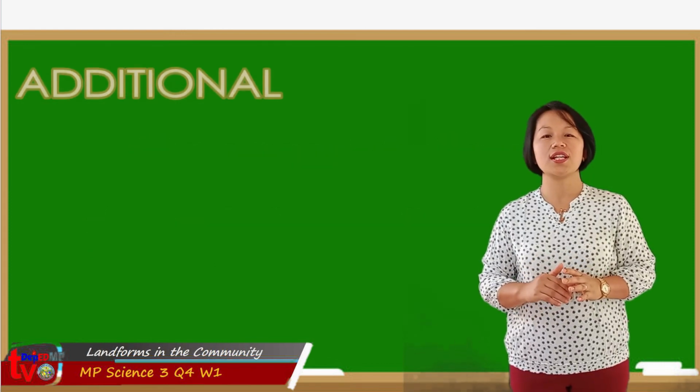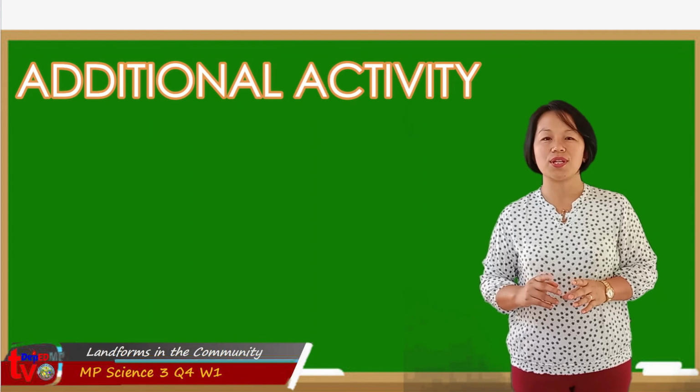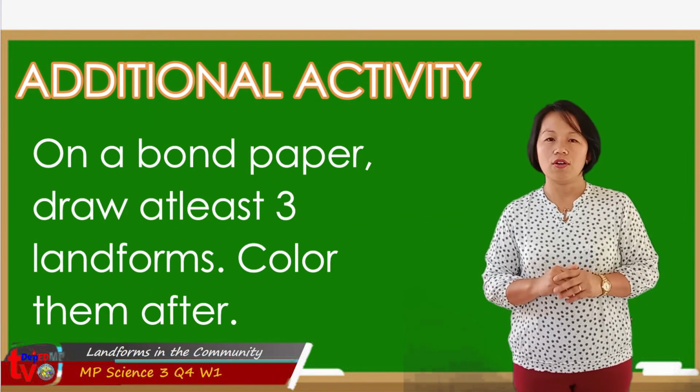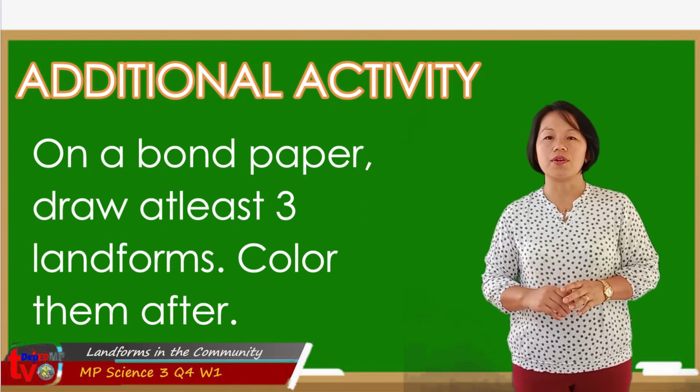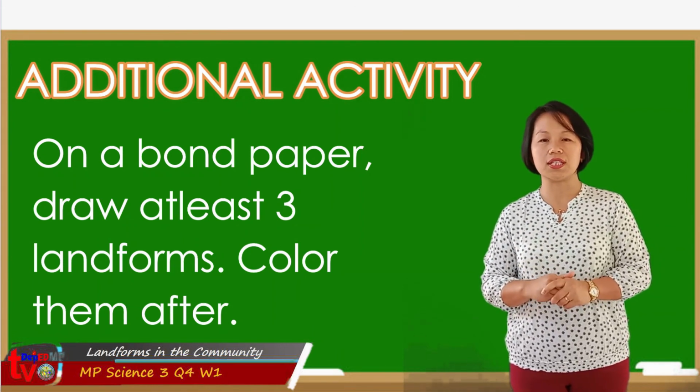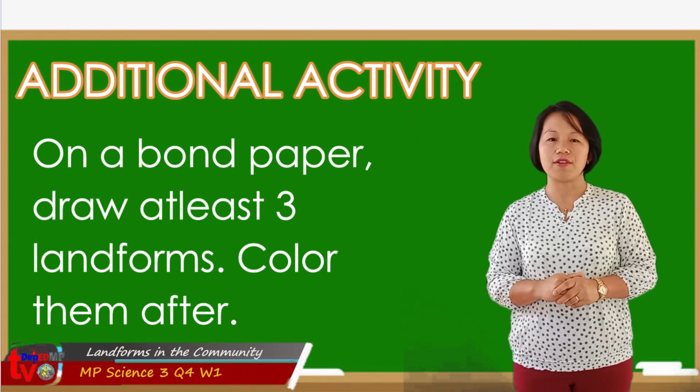For your additional activity, here is what you will do. On a bond paper, draw at least 3 landforms you can see around your community. Color them afterwards.